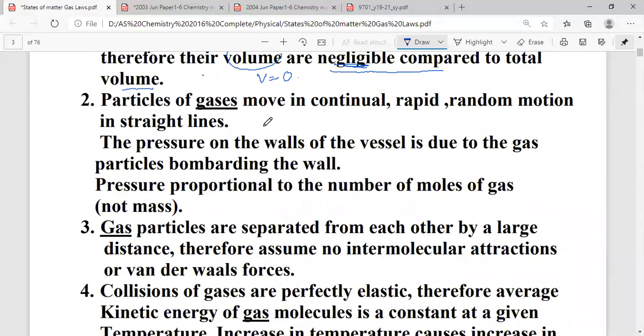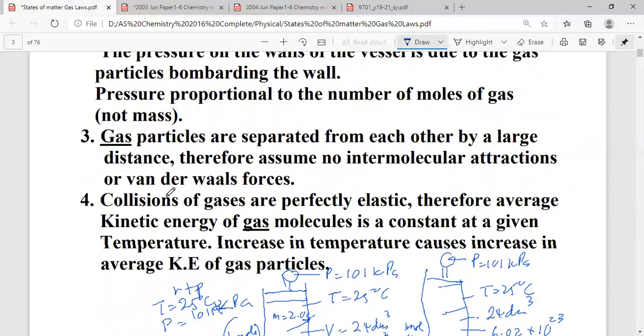So gas moves in random rapid motion. This is what you want to mark here. Pressure, of course, is caused by the particles hitting against the wall, and I say pressure is proportional to the number of moles, not the mass. The next one, of course, is that gas particles are separated by a large distance.